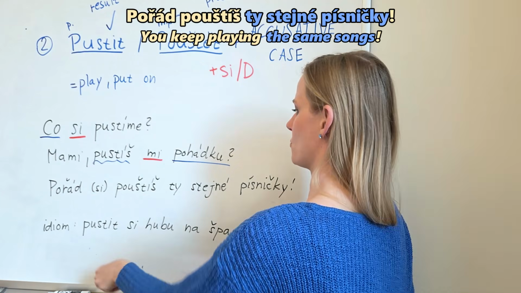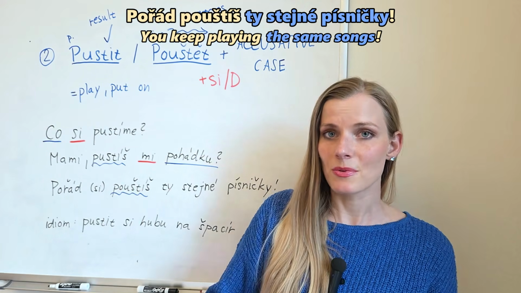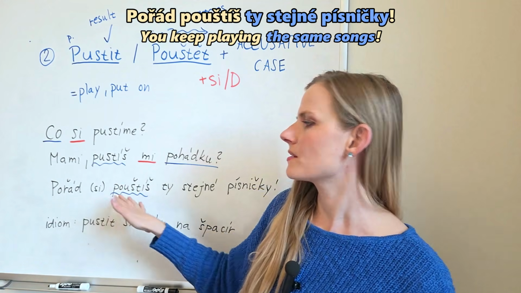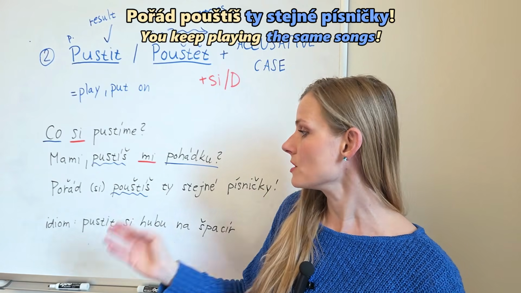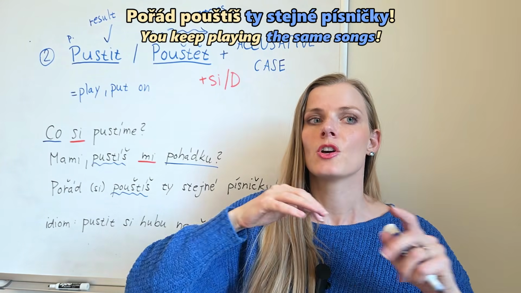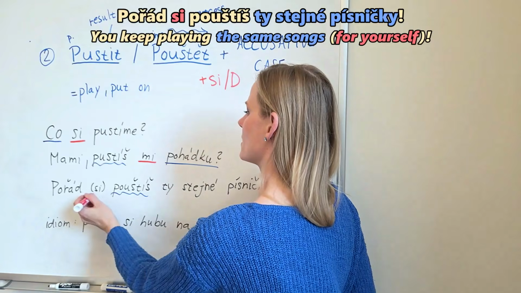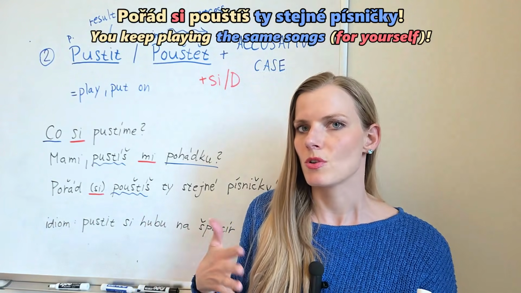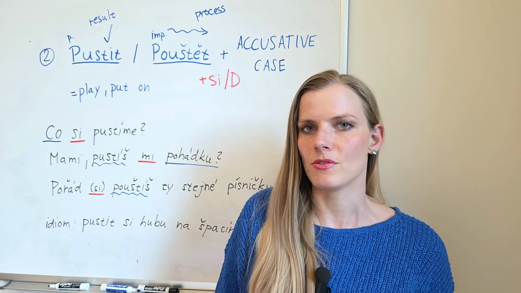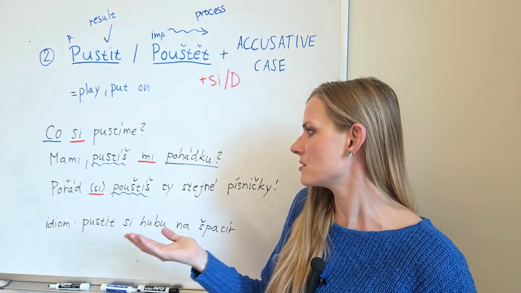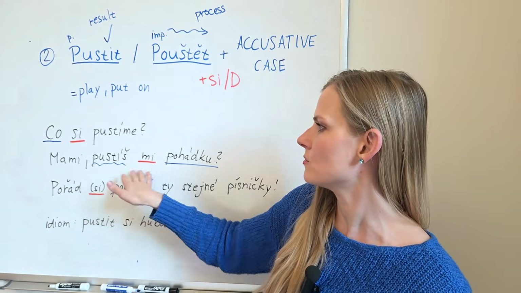Pořád pouštíš ty stejné písničky. Here we used pouštět, imperfective, with the emphasis on the process, on something that repeats here. You keep playing the same songs. Pořád pouštíš ty stejné písničky. If we use it without si, it means that you play the songs for everyone. If we say si, then it means you keep playing the same songs for yourself. Or we could have other dative forms. Pořád mi pouštíš ty stejné písničky. You keep playing the same songs for me. So this is how the dative works here.